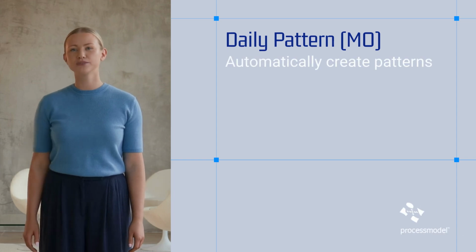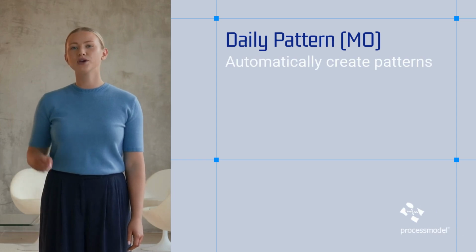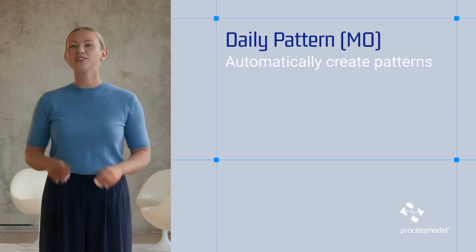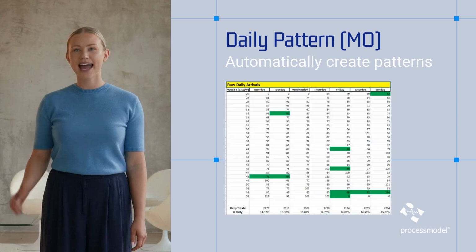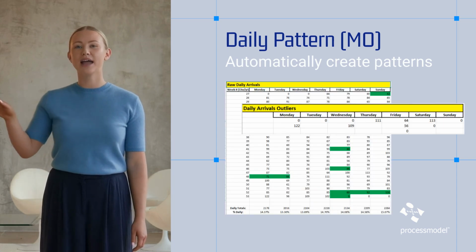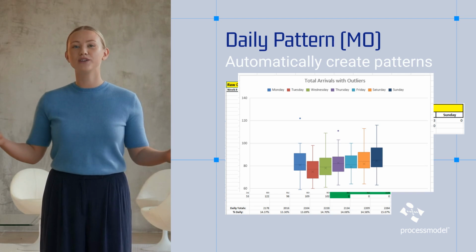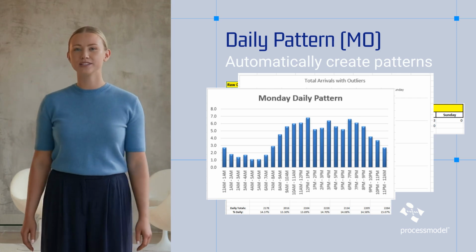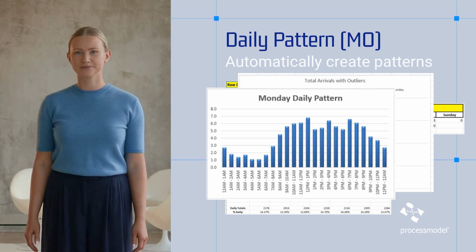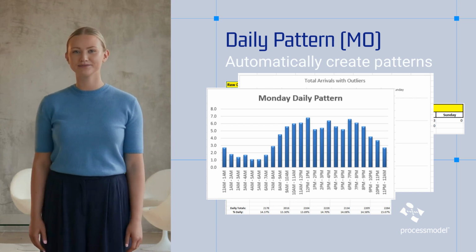Daily pattern arrivals model object. Feed it historical arrivals in Excel, and it creates detailed patterns. It analyzes data, removes outliers, calculates day-of-week volumes, generates hourly distributions, and imports directly into ProcessModel. You get a realistic pattern in minutes without manual number crunching.